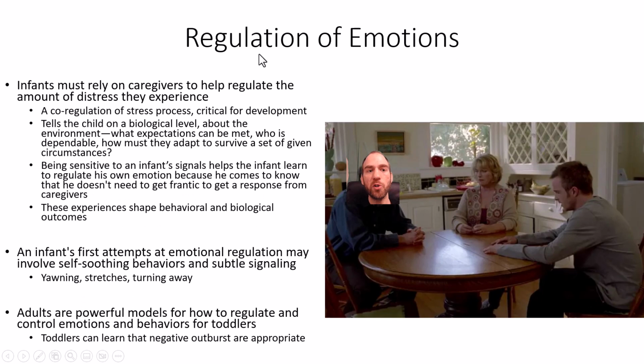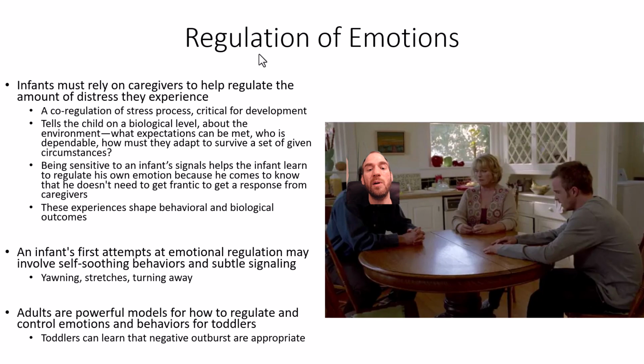Continuing on with the regulation of emotions, infants must rely on caregivers to help regulate the amount of distress they experience. As stated, a co-regulation of stress process occurs, which is critical for development. This tells the child on a biological level about the environment, what expectations could be met, who is dependable, how must they adapt to survive a set of given circumstances? Being sensitive to an infant's signals helps the infant learn to regulate his or her own emotions, because he comes to understand that he doesn't need to get frantic to get a response from caregivers. These experiences shape behavioral and biological outcomes.